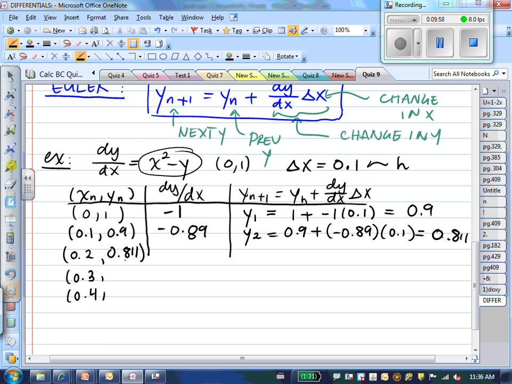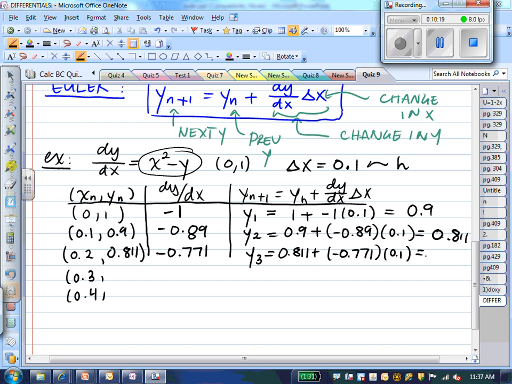So I'm going to take these points and plug them into my slope again to calculate the slope. And you end up getting negative 0.771. So the next y was your previous y plus the slope you just calculated times your delta x, which always stays the same. Rounded to 3 decimals, that is 0.734. So that's your next y. And you just keep going and going on like that.